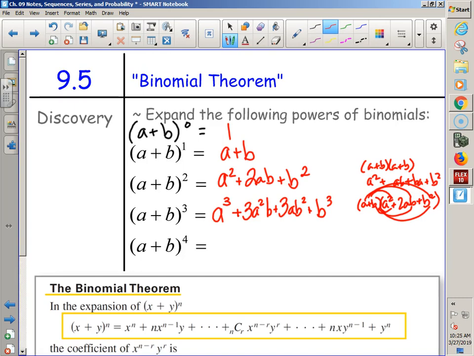Well, because there's an A squared B. No, technically there's a 2A squared B, and then there's a BA squared. But remember, we can flip that order, and a 2 and a 1 will make a 3.